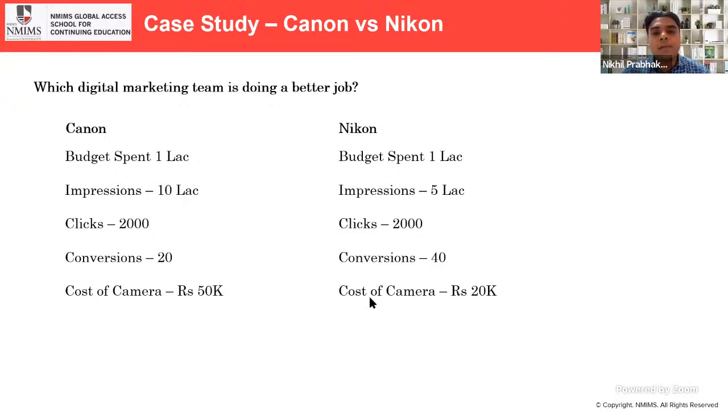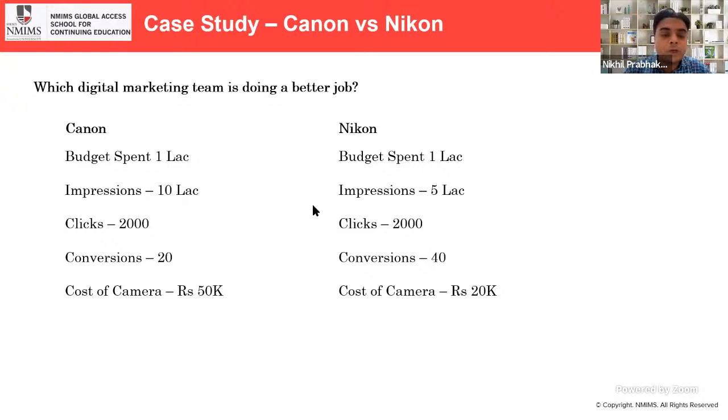Okay. So on a business per se, if you just go by the business parameters, then of course, Canon's marketing team is doing a better job. However, in both the cases, there are certain improvement areas. Okay. So for example, like Subrat was mentioning, Canon is getting huge number of impressions, but they have to improve on their conversions. Nikon is getting much higher, in fact, double the conversions.